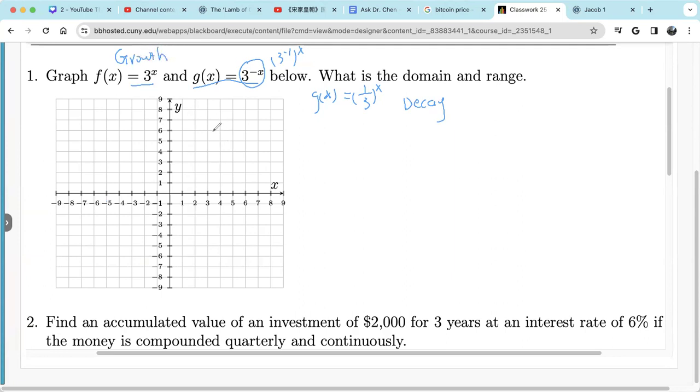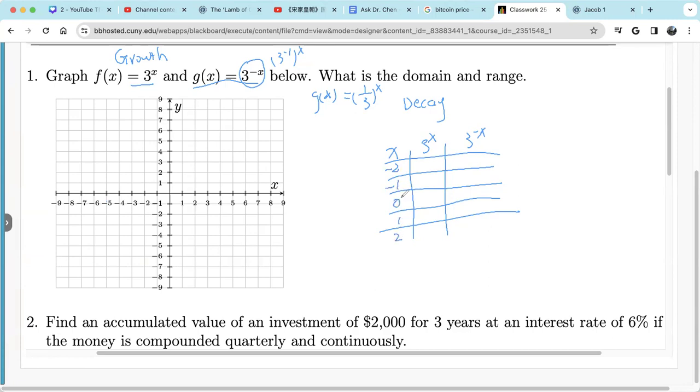Okay, so we want to graph those two. Let's use the table value method. Let's calculate a couple of points, 3 raised to x and 3 raised to negative x. So let x be -2, -1, 0, 1, and 2. 3 raised to -2 is 1/3 raised to 2. That's 1/9.